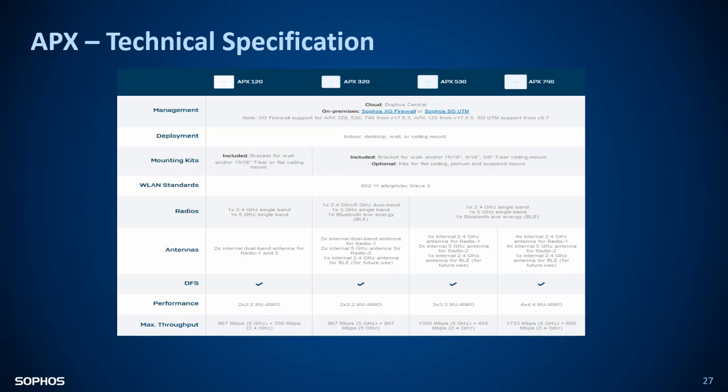The APX 530 includes 3 radios and has a maximum throughput of 450 megabits per second on the 2.4 GHz network and 1300 megabits per second on the 5 GHz network. Lastly, the APX 750 includes 4 radios and has a maximum throughput of 600 megabits per second on the 2.4 GHz network and 1333 megabits per second on the 5 GHz network.